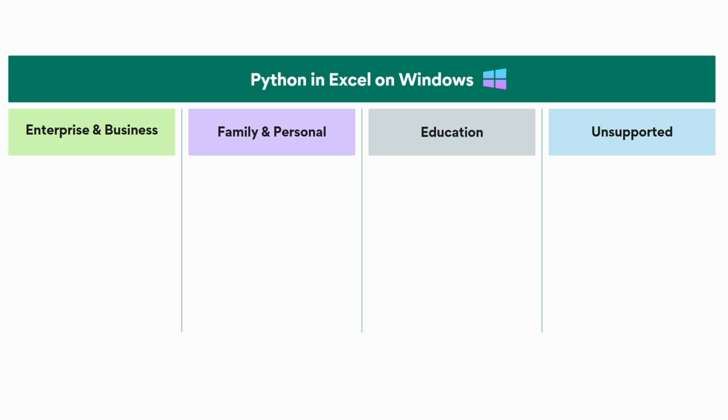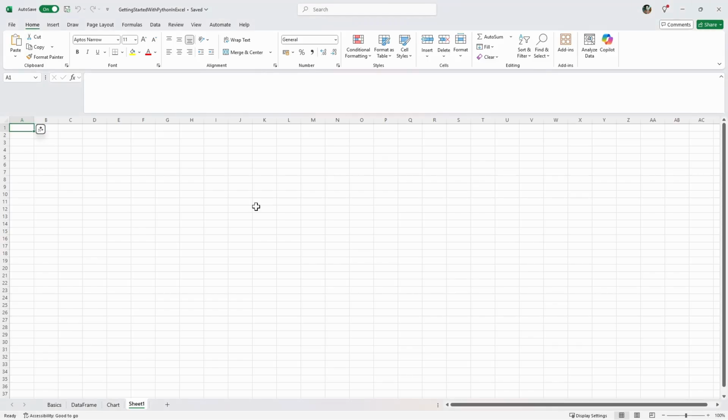So now let's discuss, are you even eligible to get Python in Excel? In the case of Windows, and in the case of Mac also, there are enterprise and business versions, family and personal, and education. In the case of enterprise and business, Python is available in the current channel and the monthly enterprise channel. So what are these channels? Let's go to Excel to know more about these.